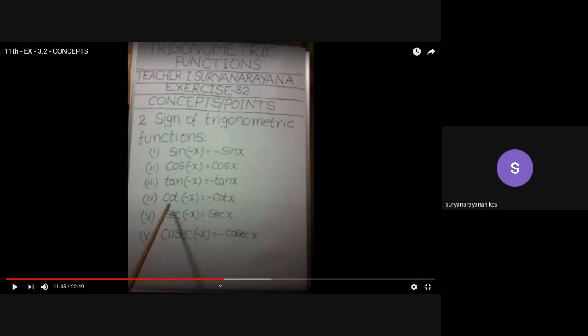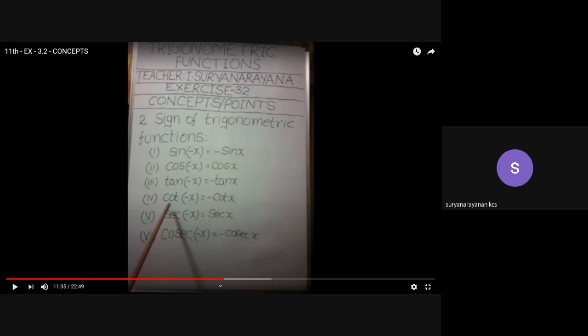Nikhil, read that tan formula. Tan of minus x is equal to minus tan x. Very good. Benjamin, Richan, the same: tan of minus x is equal to minus tan x. Very good. Similarly, cot of minus x is equal to minus cot x.